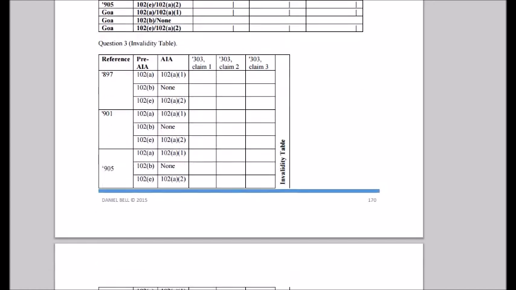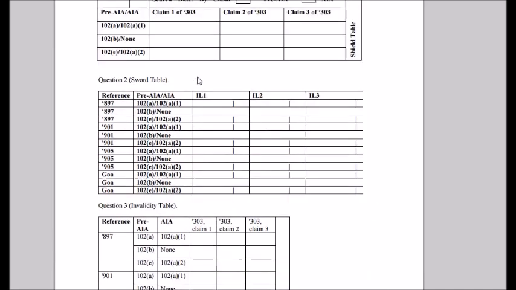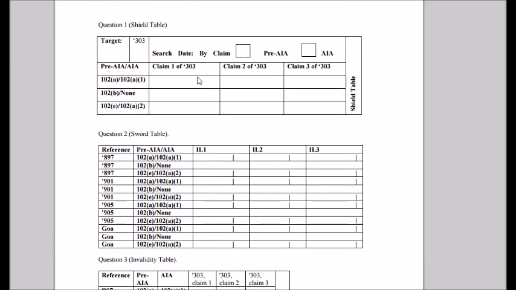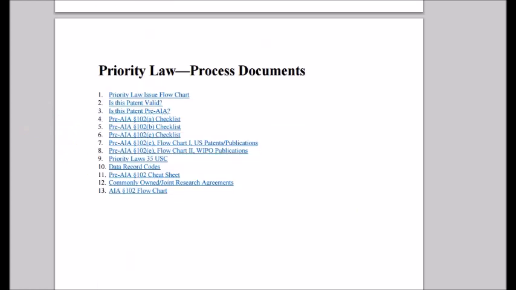If that date is early enough in time, then we mark this as yes, as invalidating. And these are actually the tables that you develop in the process, which proves your evidence on your team so that it can be reviewed to make sure you have the dates right. And so that was all of the teaching that goes into this process.